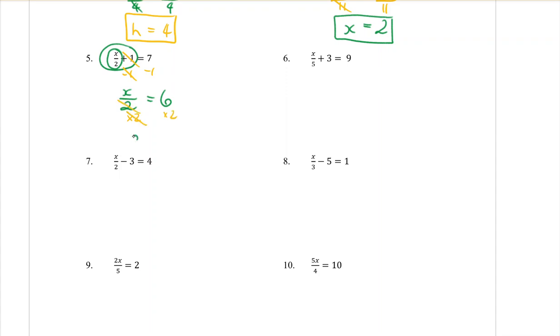Cross off the 2's. X is by itself. 6 times 2 makes 12.